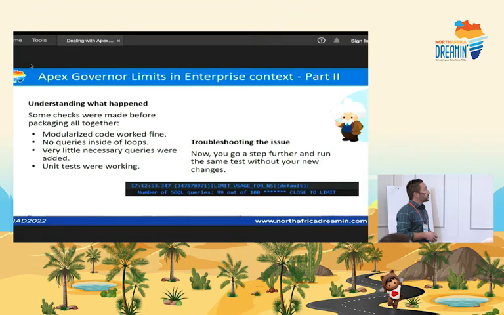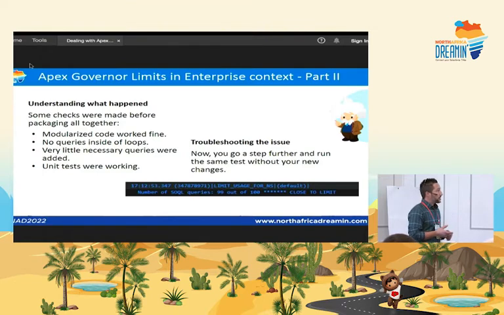So we need to understand what happened. For that, let's clarify some of the points we checked before we started the release process. The modularized features were working fine when they were individually tested. Via code reviews and following best practices, we were sure that there were no queries inside for loops. By design, we added only the necessary queries for the new requirements, and there was no overuse of queries. And the unit tests were working fine before merging all of them together. So what could have happened?